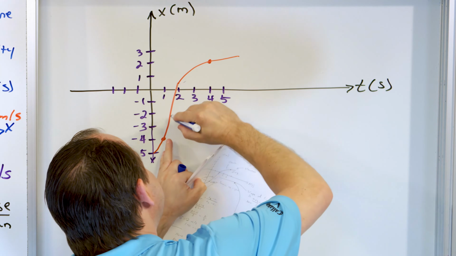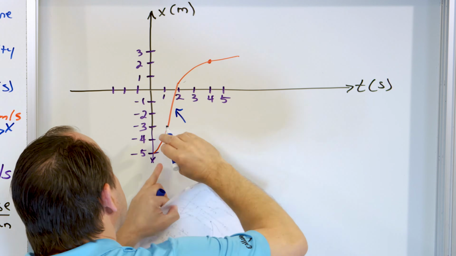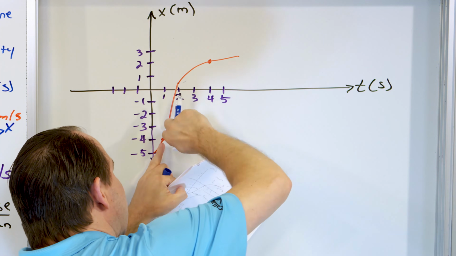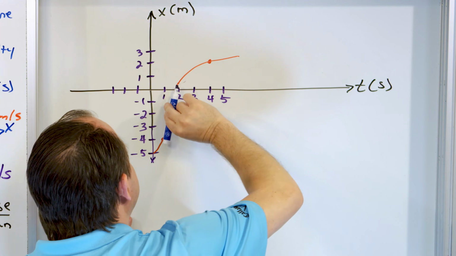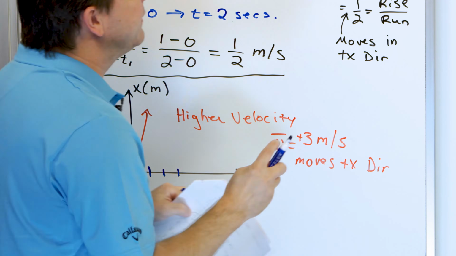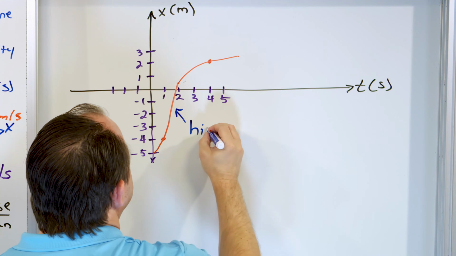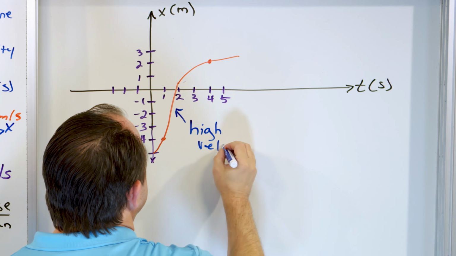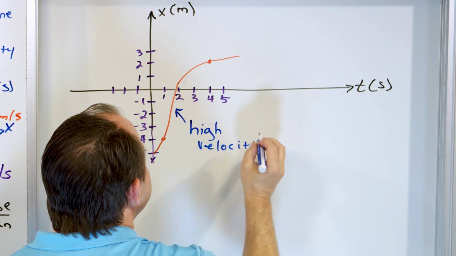If you look in this segment right here, we have a kind of a line. It looks very much like a line with a positive slope. And also it's extremely steep. It looks kind of like this one down here. And we know that this was a very high velocity. So this is a high velocity, kind of in this region right here.